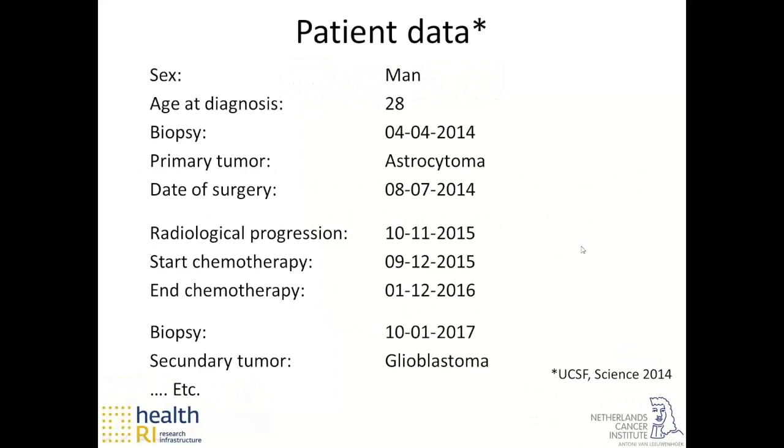Let's start with a case. Imagine that the following patient was treated at the Antoni van Leeuwenhoek Hospital. This man presents with astrocytoma in April 2014. The tumor is surgically removed in July, and a little over a year later, radiology images show progression. Chemotherapy is started, and a second tumor evolves, which is a glioblastoma.